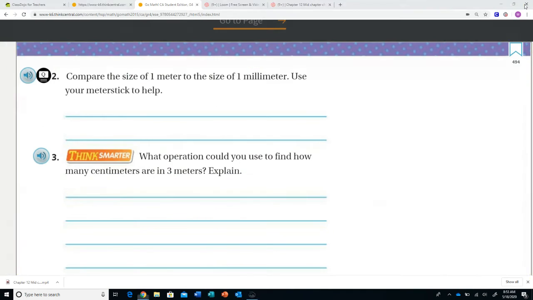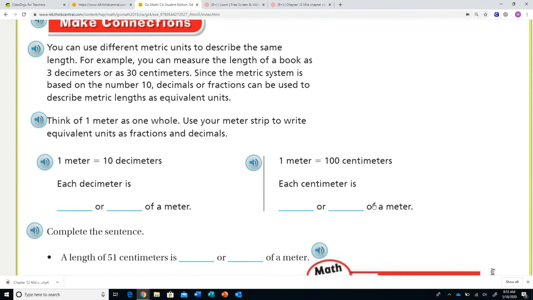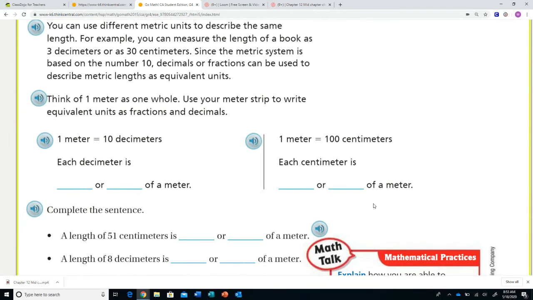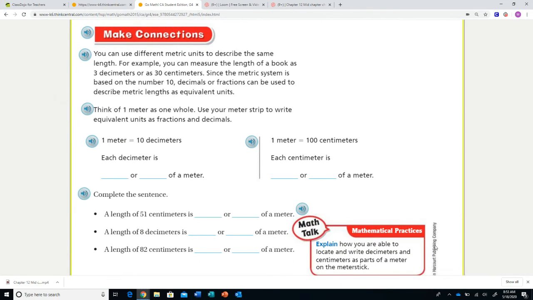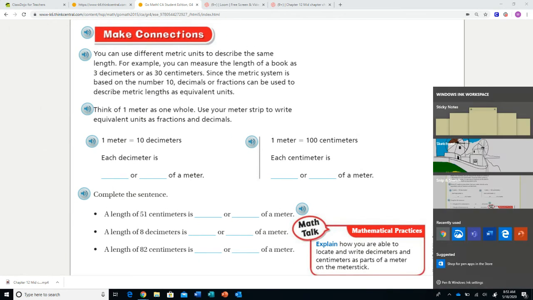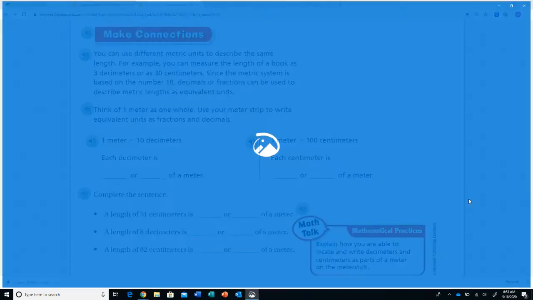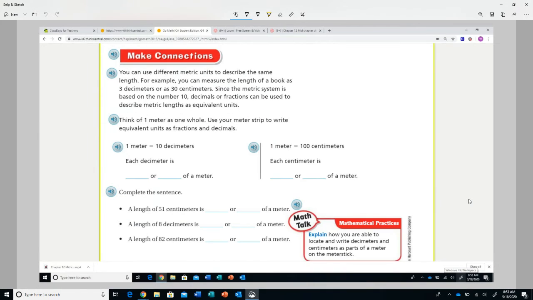Let's go ahead and close the spin sketch to see the bottom. All right, in the make connections. I want to try to get this all in. There we go. So if you like multiplying by 10 and dividing by 10, this is going to really work for you.